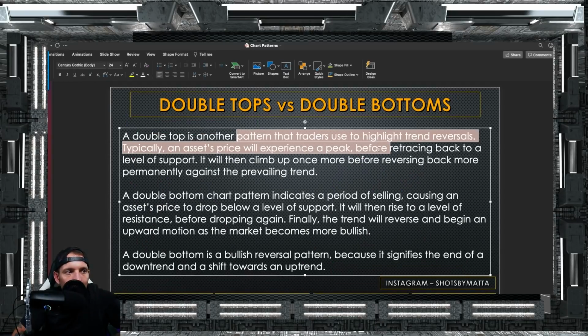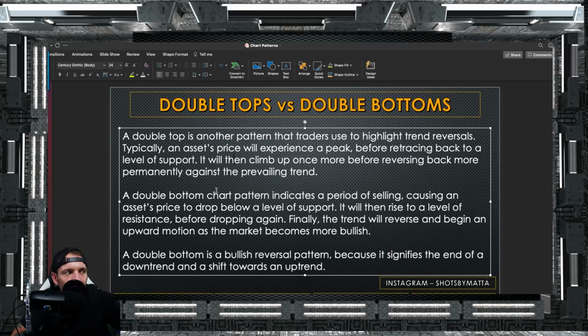A double top is another pattern that traders use to highlight trend reversals. Typically, an asset's price will experience a peak before retracing back to a level of support. It will then climb up once more before reversing back permanently against the prevailing trend. And then double bottoms are the same thing, the exact opposite.